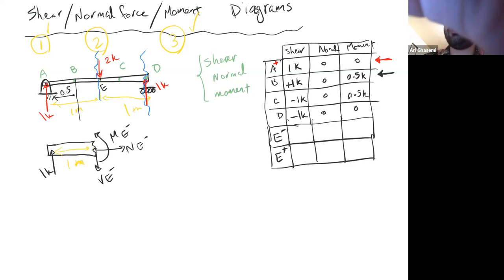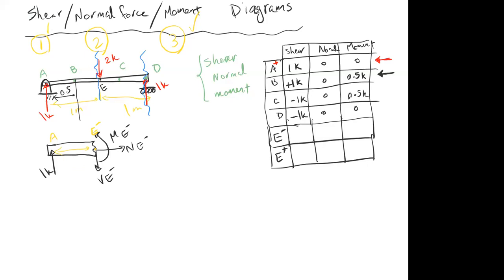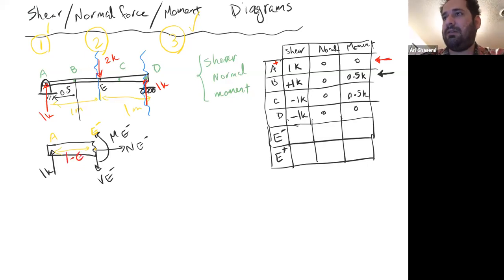But look, 1 meter is from A to E. So what would be this distance from point A to this point, E minus? What would be that distance? I'm waiting on your response. One minus epsilon. Exactly, 1 minus epsilon. It's 1 minus epsilon.